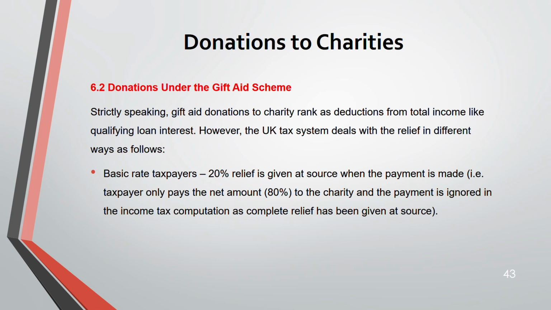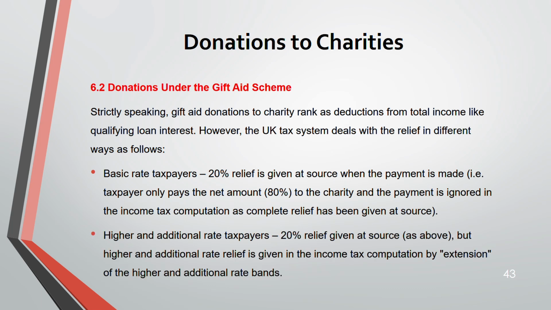If you are a basic rate taxpayer, then 20% relief is given at source only when you have made the payment. That means the taxpayer only pays the 80%, the net amount, to the charity. And the payment is ignored in the income tax computation as complete relief has been given at source. You have been given the relief at source, the 20%. Therefore, when you are doing the income tax computation, the payment is ignored.